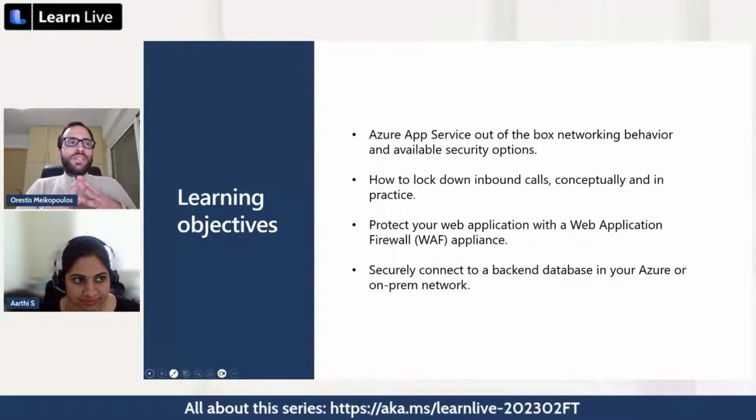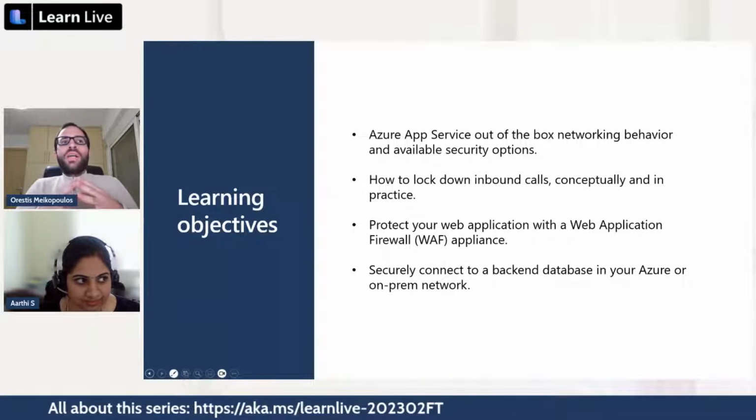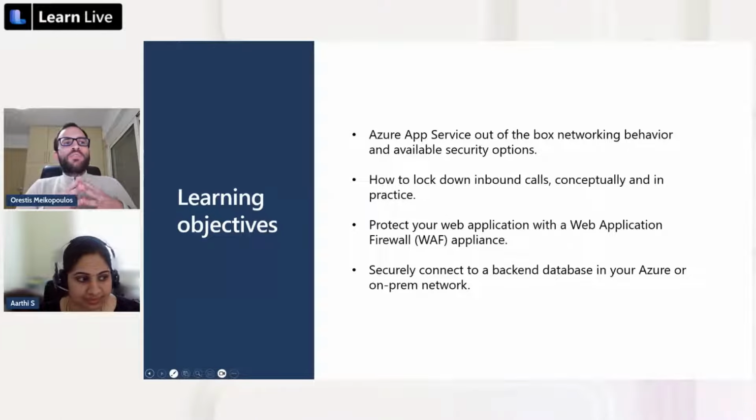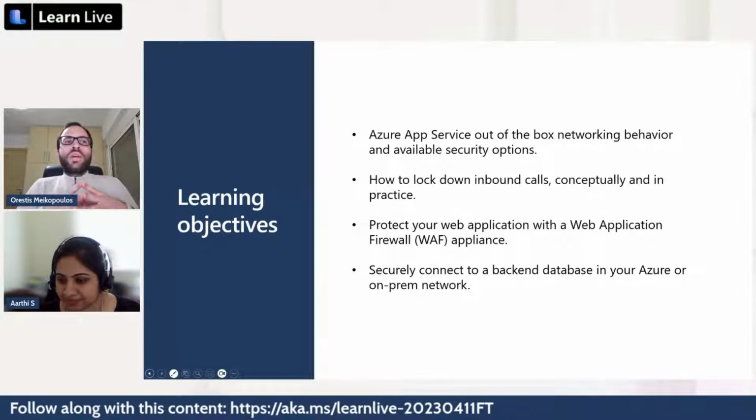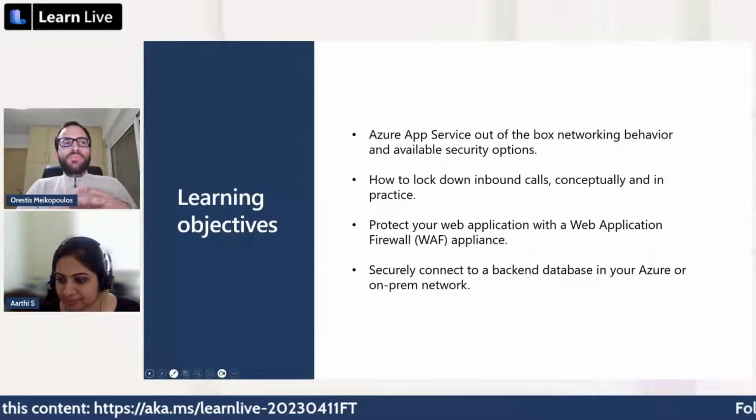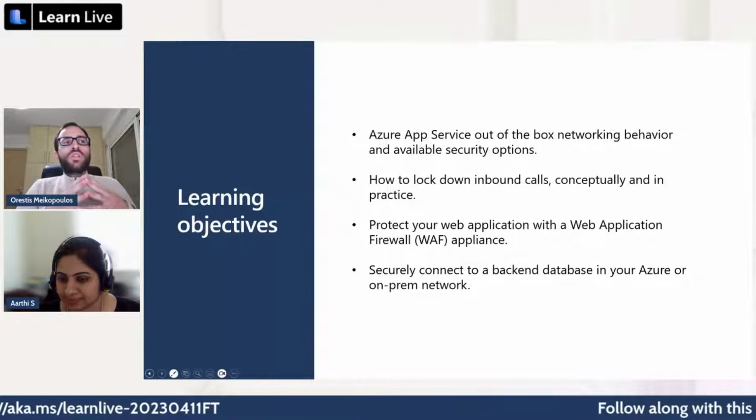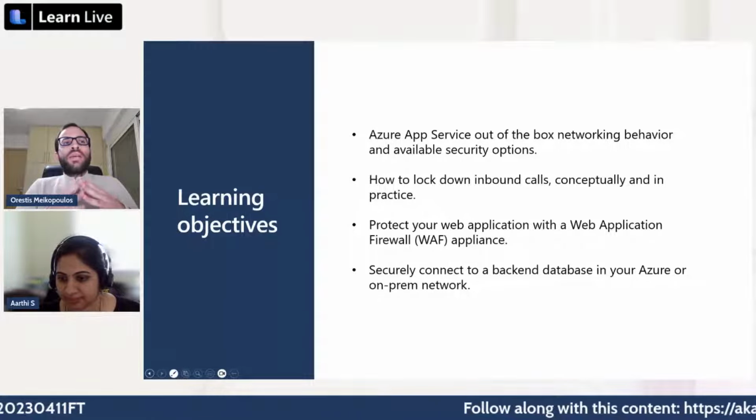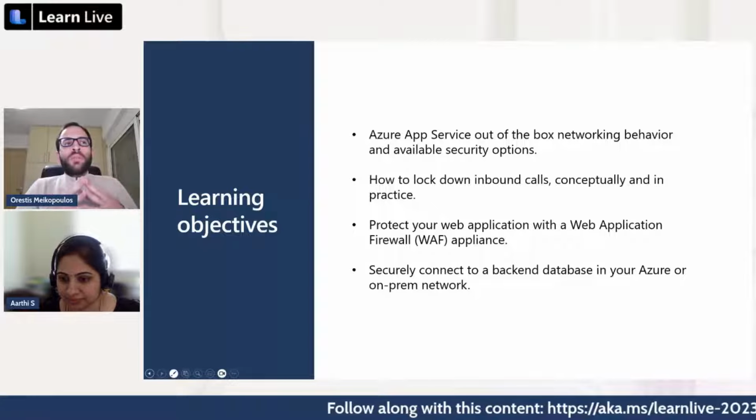This is a two-part series, so today will be part one, in which we will see Azure App Service out-of-the-box networking behavior and also the available security options we have here. We are also going to see how we can lock down inbound calls, both conceptually and in practice. We are going to see how to protect a web application using a web application firewall appliance. And also, we're going to see how to securely connect to a backend database in your Azure or on-prem network.